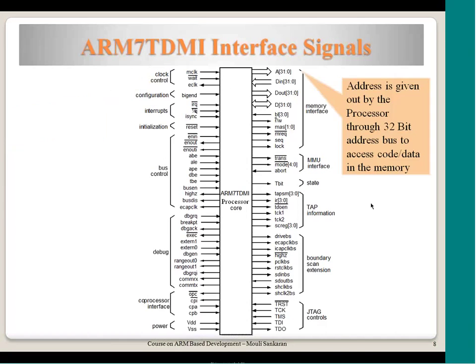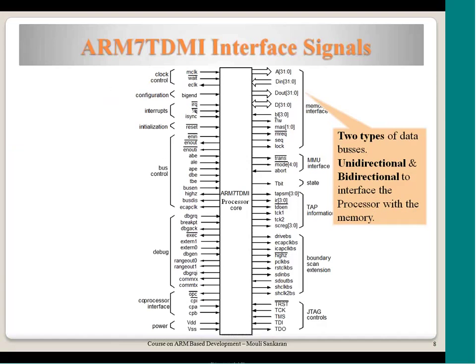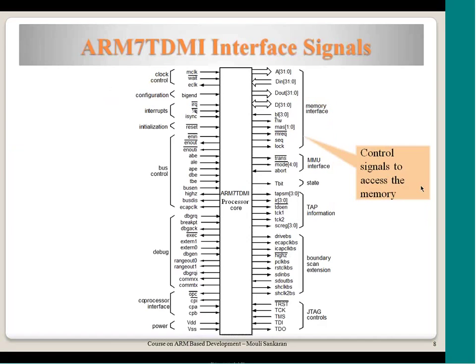Now you know that this is a 32-bit processor, so address bits are 32. They connect to the memory. Now, the ARM processor has a unique feature where it has two types of data buses. I will talk about this later, why it is required and how it is implemented.